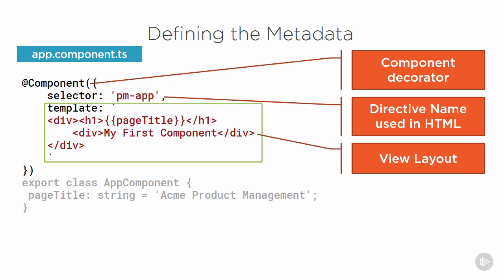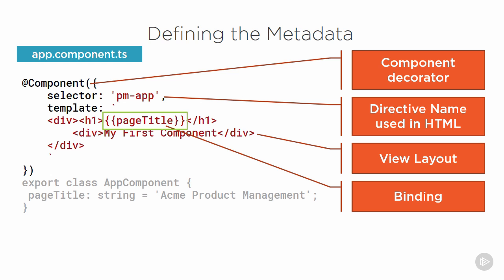A component should always have a template. Here we define the layout for the user interface fragment, or view, managed by this component. The double curly braces indicate data binding. We bind the h1 element value to the pageTitle property of the class. So when this HTML is rendered, the h1 element displays Acme Product Management. We'll see that in the upcoming demo as well, and we'll cover more about binding in the next module. There is one more key task before our component is complete: importing.